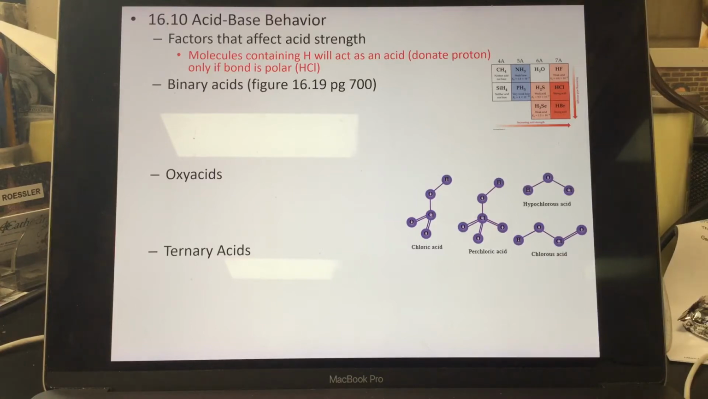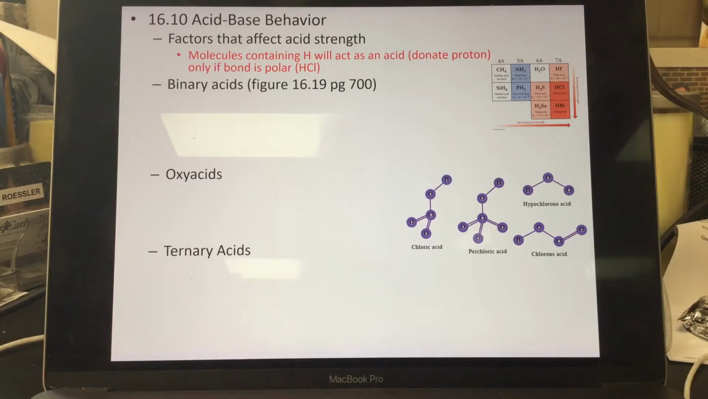And again, as we talked about with our Bronsted-Lowry definition of acids, an acid is something that is going to be able to donate a proton, a hydrogen ion, and how easily an acid can donate a proton is based on its bond type, how strongly that anion is able to hold on to the hydrogen ion.